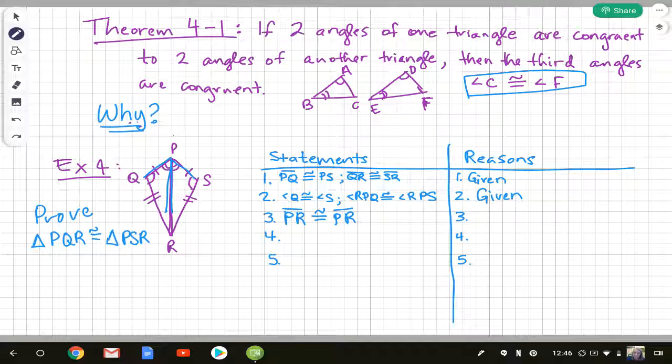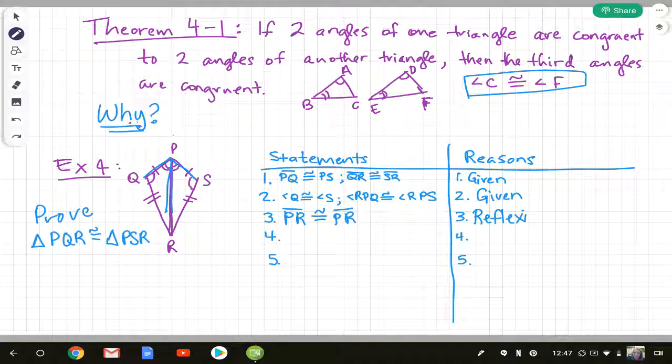Whenever we have something equal to itself, what was the property of congruence that said that we could write that down? It was the reflexive property. Remember, when we look in a mirror, we see our reflection. So that helps us remember that when something's congruent to itself, it's just the reflexive property. All right, so now we have all three of our sides. All corresponding sides are congruent.